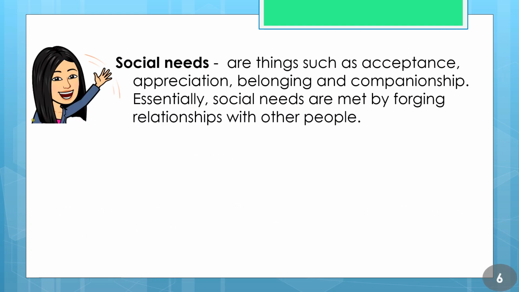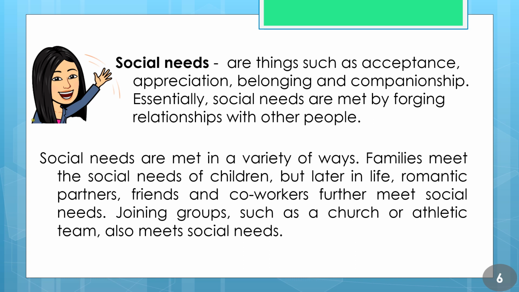Social needs, on the other hand, are things such as acceptance, appreciation, belonging, and companionship. Essentially, social needs are met by forging relationships with other people. Social needs are met in a variety of ways. Families meet the social needs of children, but later in life, romantic partners, friends, and co-workers further meet social needs. Joining groups such as a church or athletic team also meets social needs.